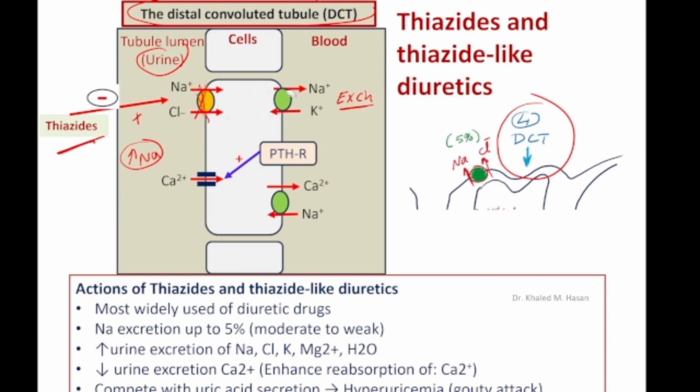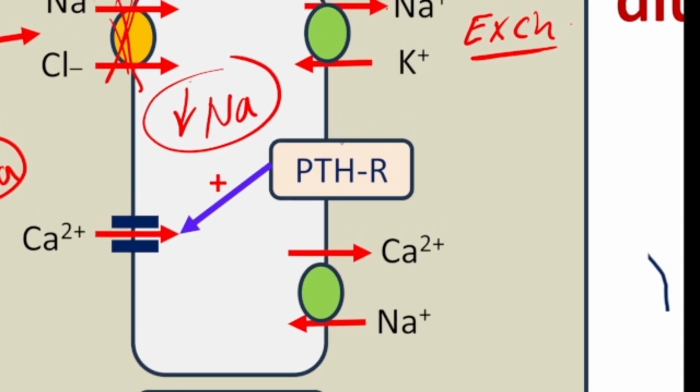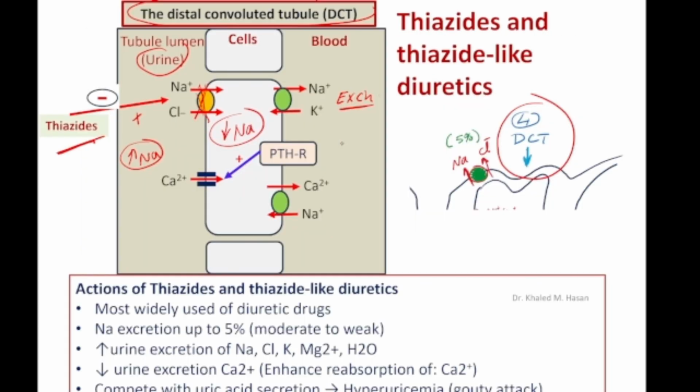Okay, this is number one. Number two. Inside the cell we have a decreased level of sodium inside the cells. This exchanger, when you have decreased sodium in the cells, let me go back a little bit. When you have a decreased sodium in the cells, that means number one here will be dysfunction.